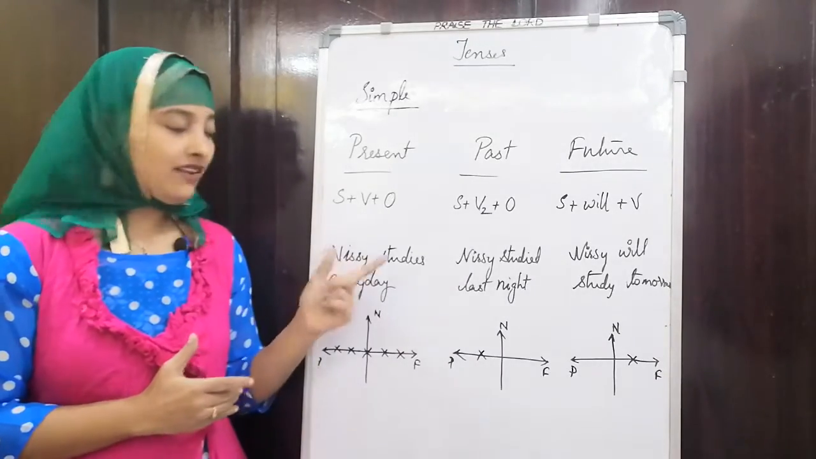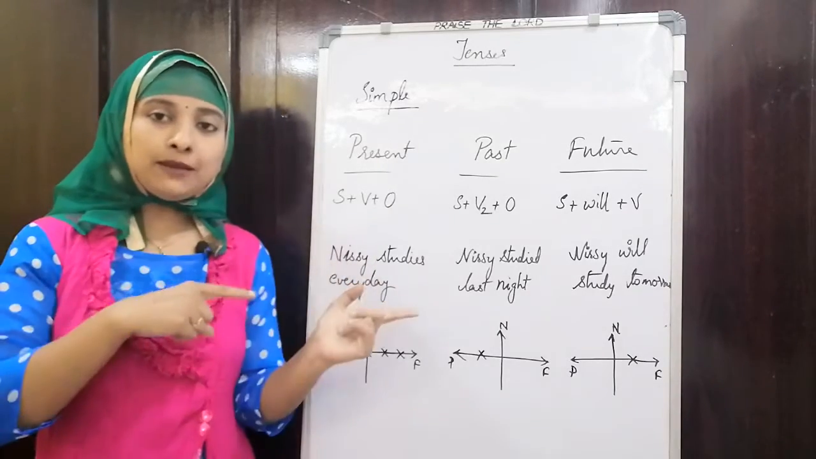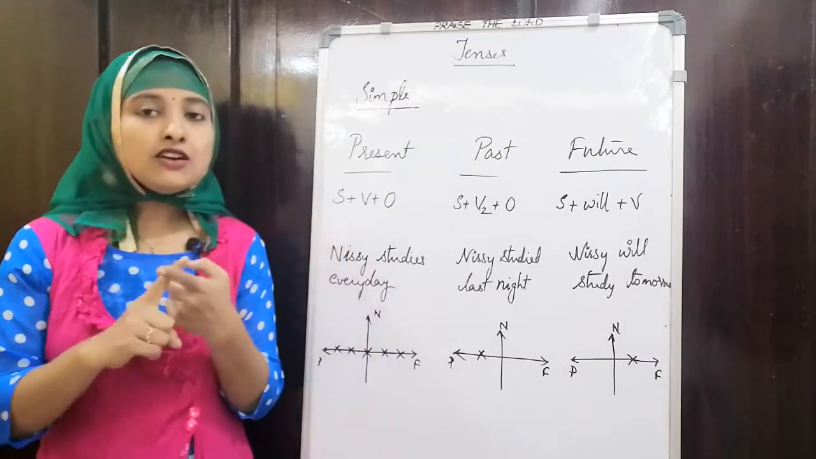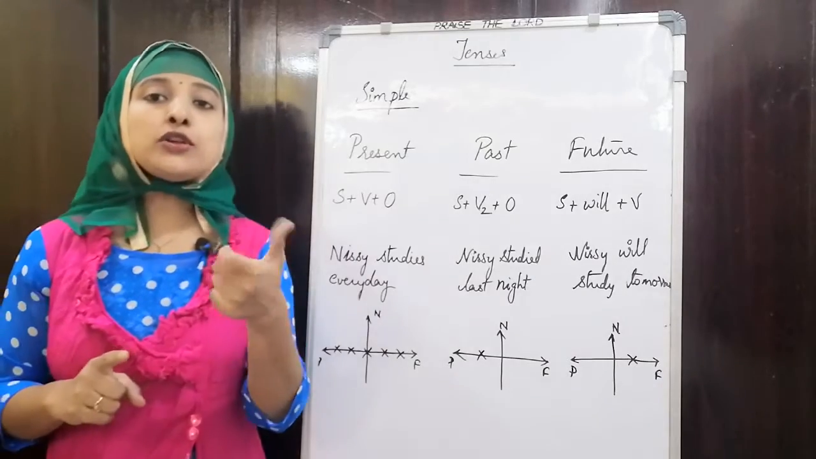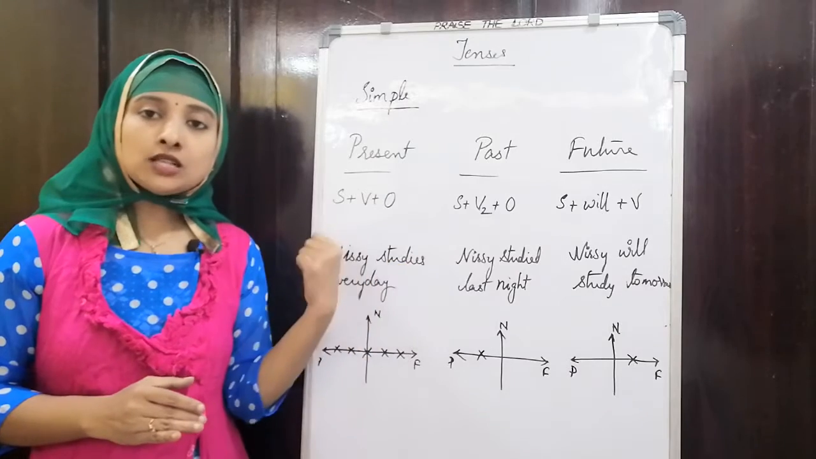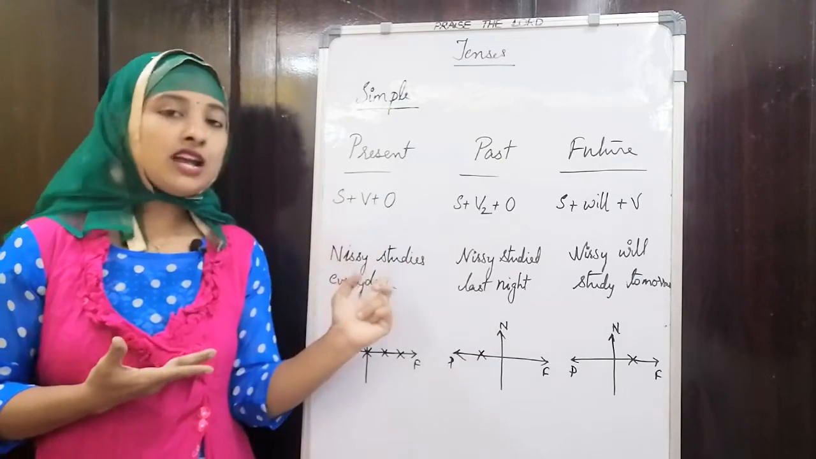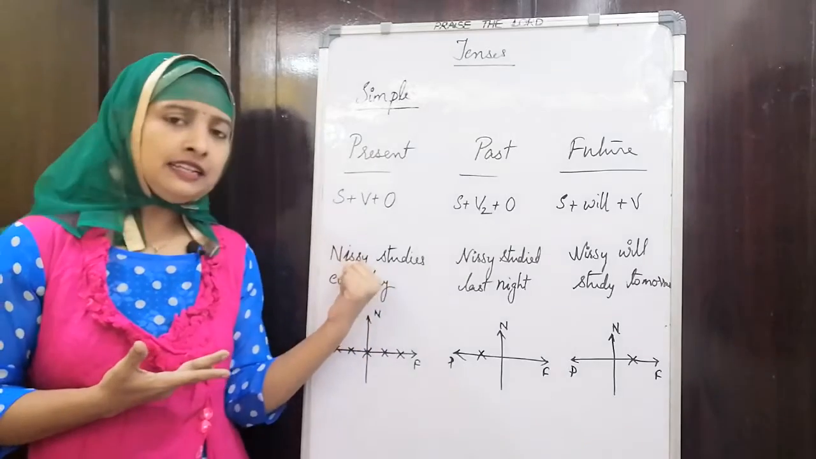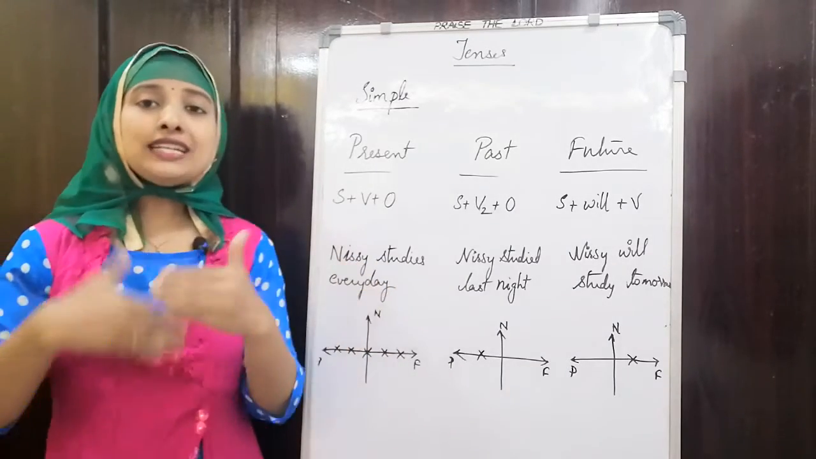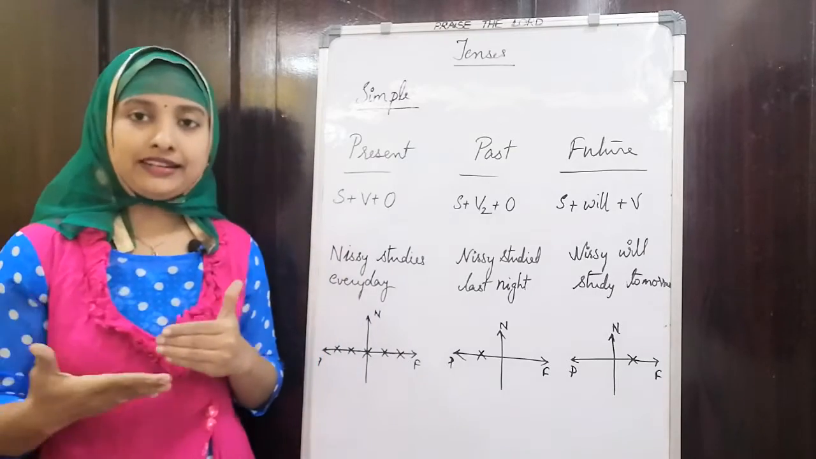And so here we have seen Nissi studies every day, because Nissi is a third person. Like I have said, for he, she, it, you have to use S along with the verb. Actually it is study, but because it is third person, she, that is Nissi is nothing but she, we are using studies. Nissi studies every day. So it is an action which takes place every day. So it is a repetitive action.